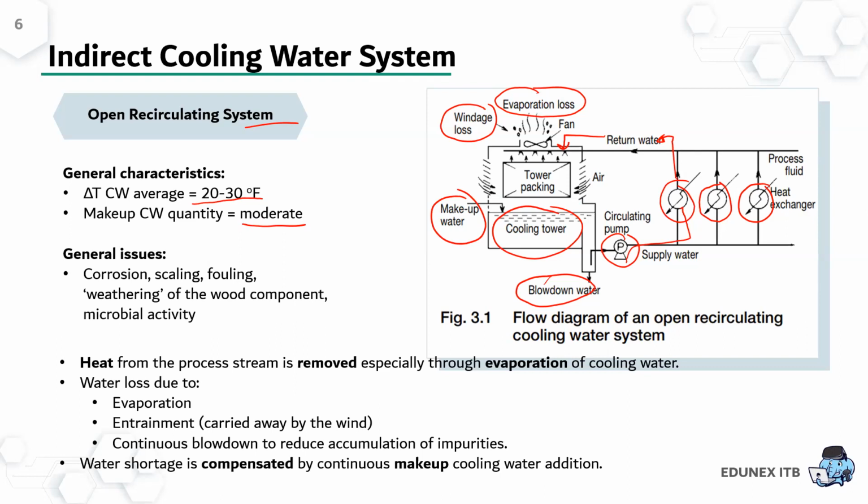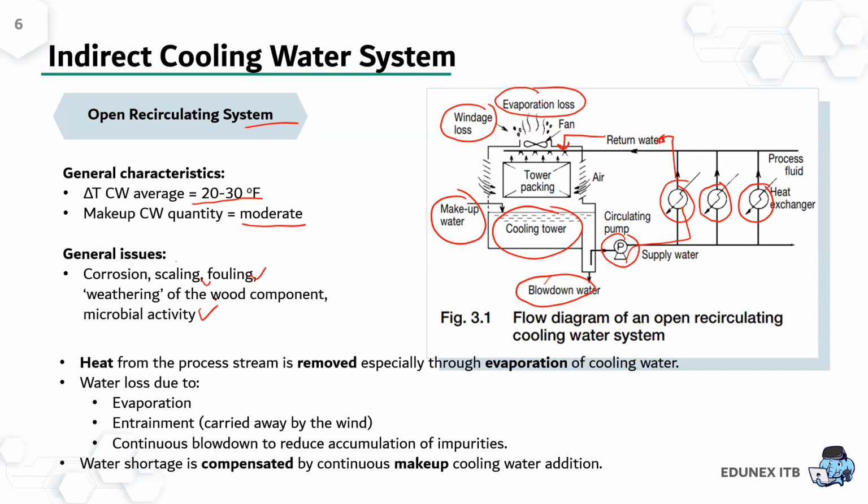However, we also have general issues while using the open recirculating system. It is possible to exhibit corrosion, scaling, fouling, weathering of the wood components, and microbial activity.